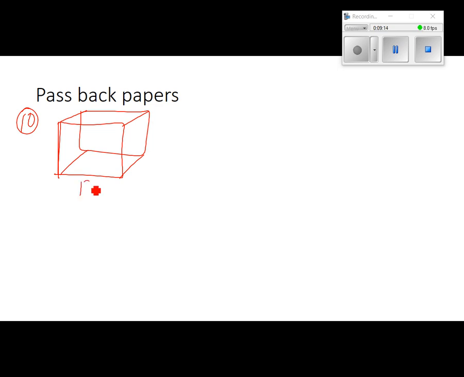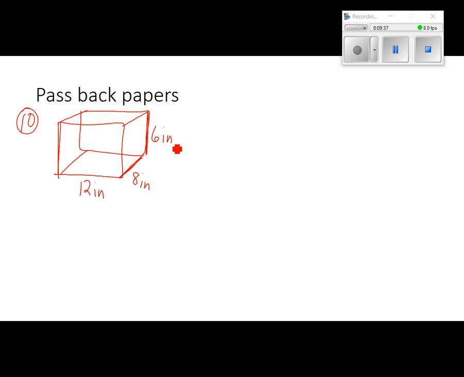And 12 inches. What do they tell us over here? 8. Here? 6. They want us to find the surface area and the volume. Which one do you want to find first? Which one's easier? Volume's easier, so you want to do it first.